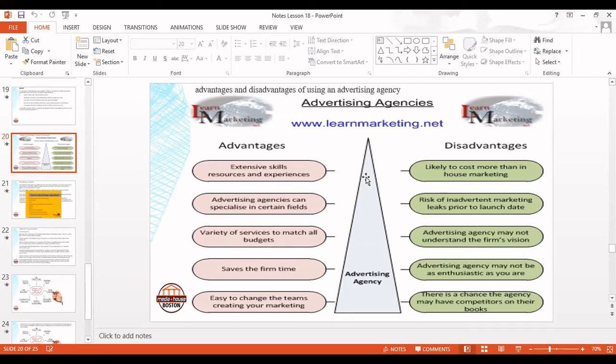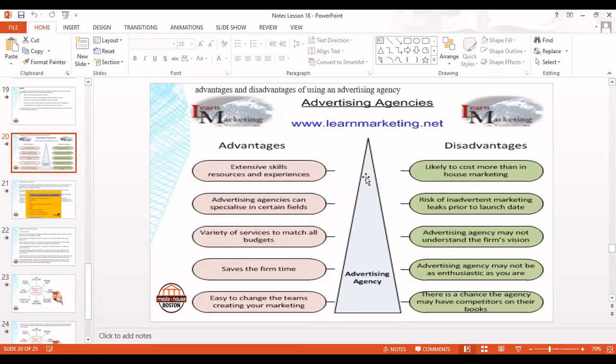What are the disadvantages? Likely to cost more than in-house marketing. Correct. If you have an in-house marketing or in-house advertising agents, meaning you have your own within your own company, it's likely not to cost you more. But if you're sourcing from an advertising agent, it might cost a lot of money. They might charge you a lot of money.